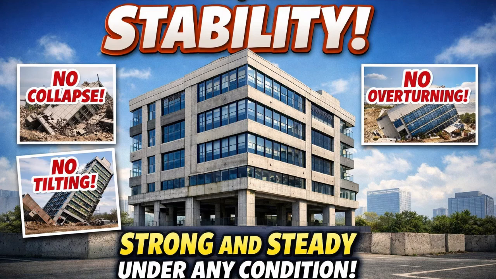Second, stable structure. A stable structure is one that remains steady and balanced at all times. Stability means the building stays upright under all loads, resists movements caused by wind, earthquakes, or other forces, and maintains its shape without tilting, swaying excessively, or collapsing. Think of stability as the building's ability to stand firm no matter what happens around it. Without stability, even a strong structure can become unsafe. For example, a building that sways too much in winds or trembles during an earthquake can cause damage or panic, even if it doesn't collapse immediately.